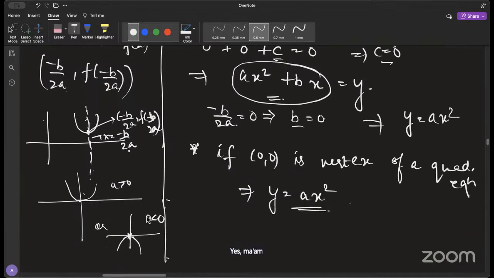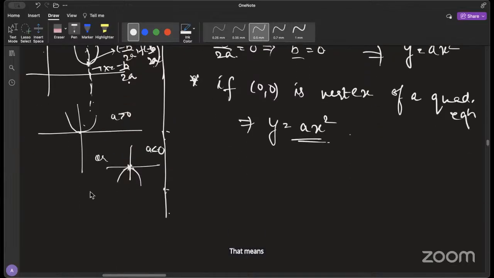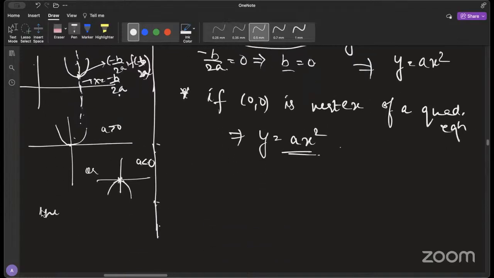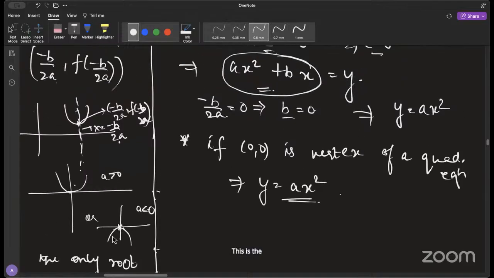Yes, ma'am. That means if at all you have, okay, so the only root is 0. This is the observation geometrically, graphically.